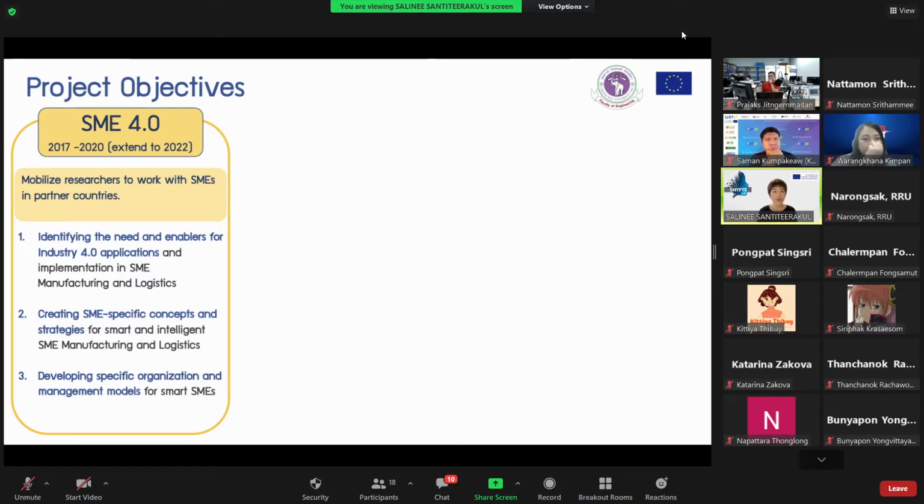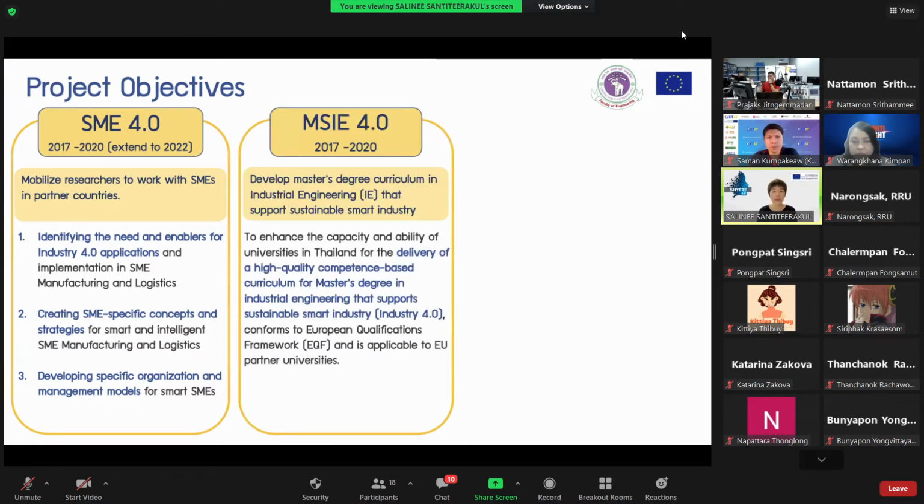The first one is to identify the needs and enablers for the Industry 4.0 application and implementation in small and medium-sized businesses in the manufacturing and logistics sector. The second objective is to create SME-specific concepts and strategy of smart and intelligent SME manufacturing and logistics. And the third objective is to develop specific organization and management models for the smart SMEs.